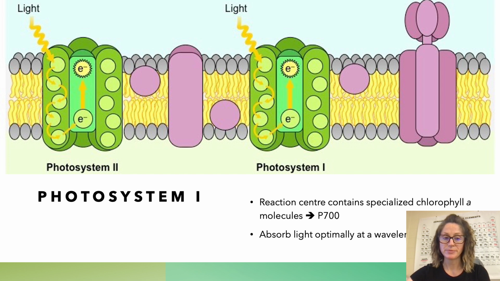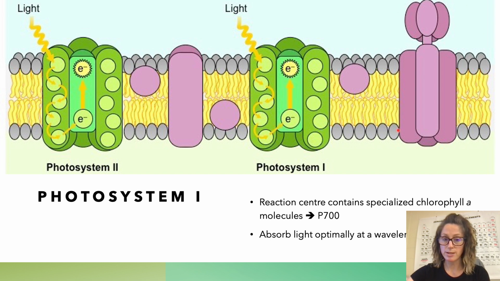We then have photosystem 1. It was discovered first, so that's why it's called photosystem 1, but it comes second in the process of photosynthesis. Its reaction center is very similar, except it has P700. P700 absorbs wavelengths of light best at 700 nanometers. And again, this is a chlorophyll A molecule, and when it gets activated, it'll donate an electron to this primary acceptor here. We will look at all of the specifics in our next lessons.